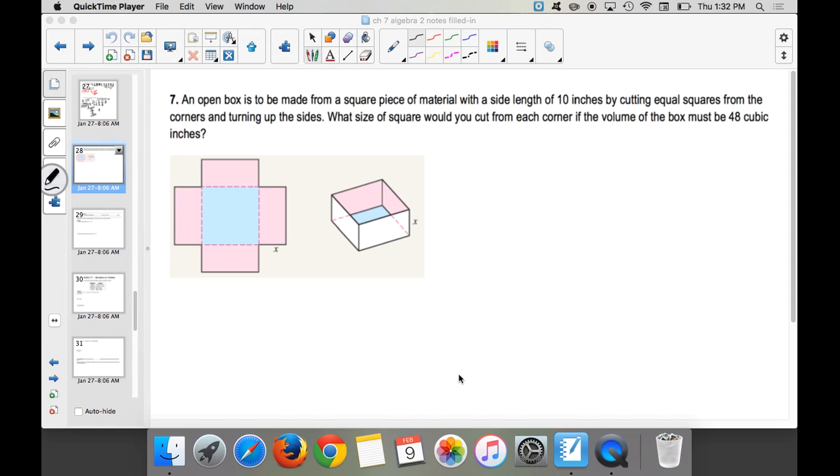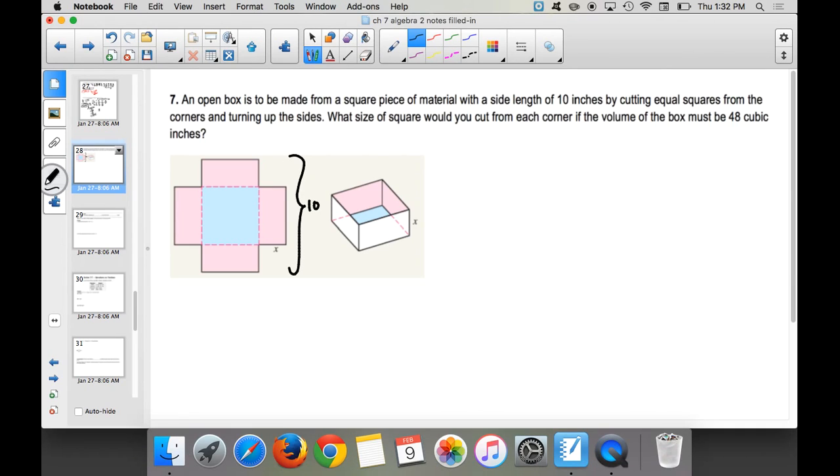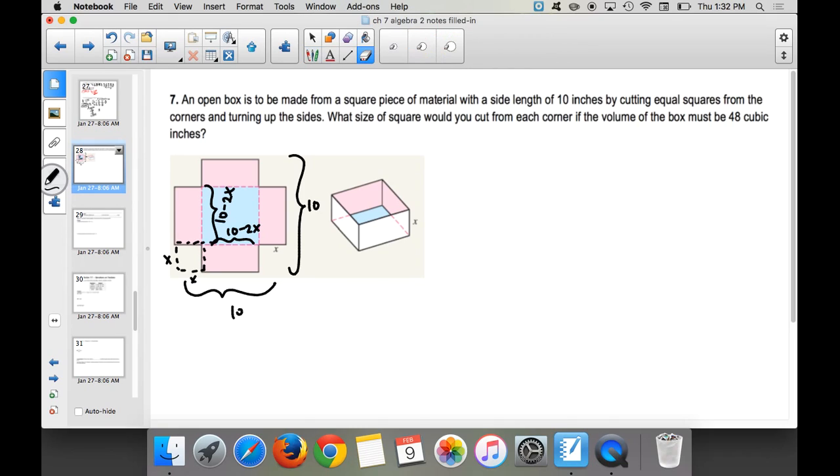So we're making it out of a square piece of material that was originally 10 inches by 10 inches. And we're cutting equal squares from the corners and turning up the sides. Okay, so we're cutting out this little x by x square. So when we do that, we have this distance that's left right in here. Okay, and Claire said this yesterday. She was like, oh, you have the original 10, and we subtract out the x and x, so we're going to have 10 minus 2x. So that's going to be 10 minus 2x there. And we're also going to have 10 minus 2x here. That's a minus.